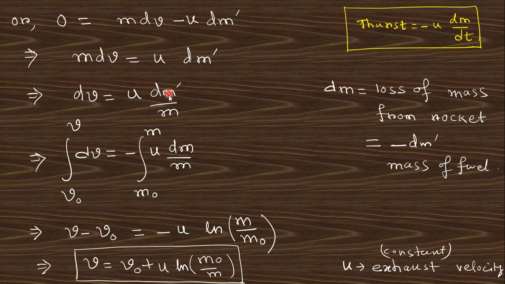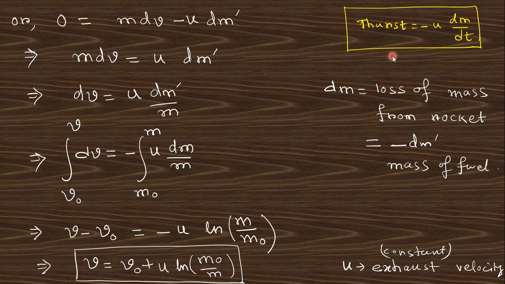And dm prime is nothing but the minus of dm, because dm is the loss of mass from the rocket, which is the mass of the ejected fuel. So these are to the negative side. So you will get, when velocity is v0, mass will be m0, and when mass is m, the velocity will be v. So if you integrate with that limit, you will get this expression, okay. So this is the expression.